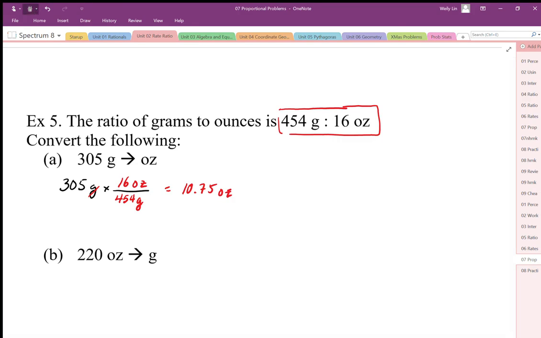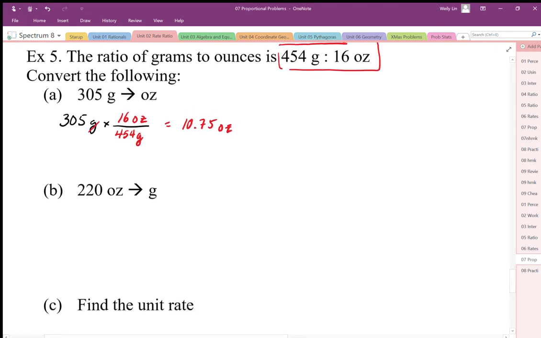So then 220, okay, 220 ounces into grams, we start with 220. I'm going to multiply by, again, this time I need to have the ounces on the bottom. 454 grams on the top. Okay, and that's going to give me 220 times 454 divided by 16.